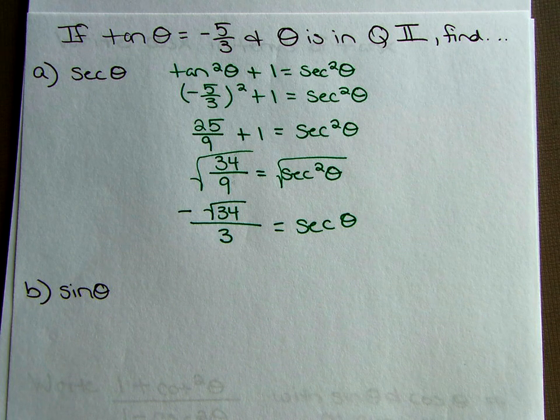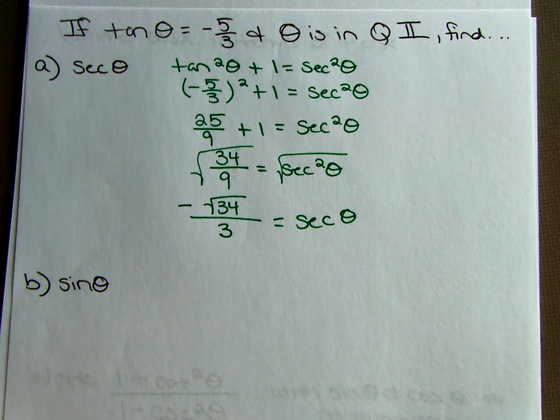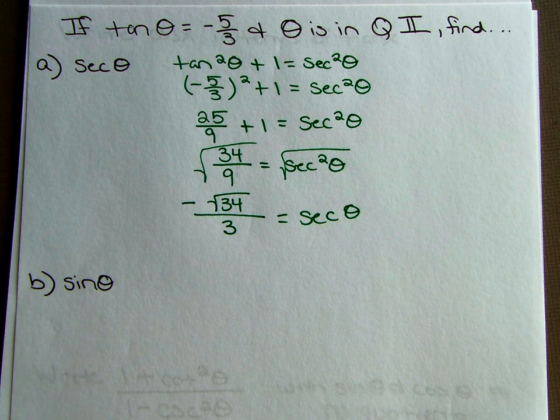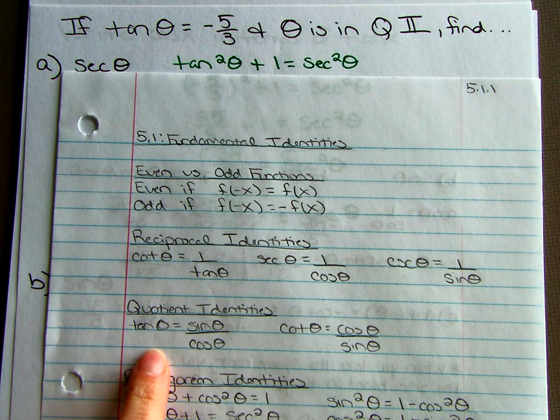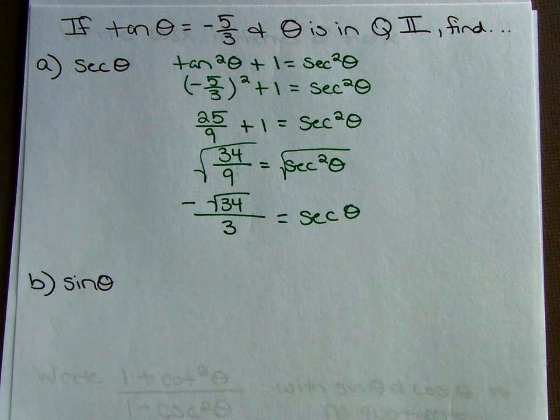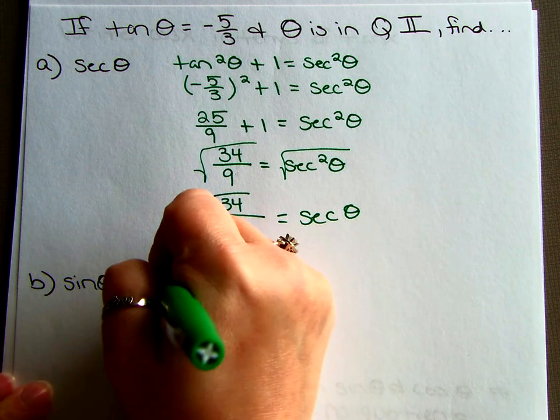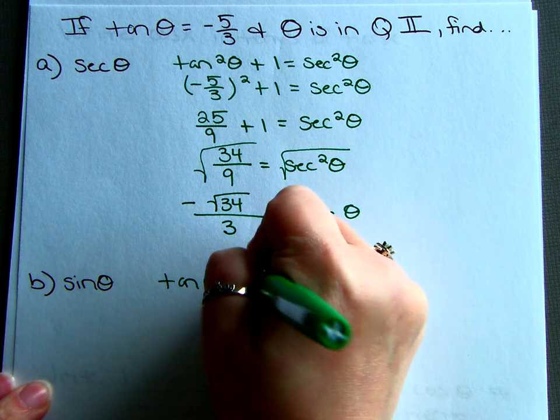And like I said, there's a lot of different ways that we can go about this. I'm going to show you the way that I went about it and the way your book goes about it. First thing I'm going to do is say, okay, well, they give me tangent. So is there any of my identities that deals with tangent and sine or cosine? Yes, because my quotient identity says tangent is sine over cosine. Okay, so I'm going to go with that, where tangent theta is sine theta over cosine theta.